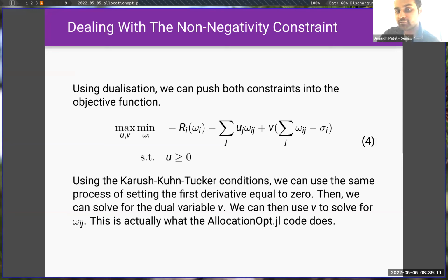And then we also have to deal with the non-negativity constraints, right? We have two constraints, sum constraint and non-negativity. So using dualization, we can push both constraints into the objective function. And then using the KKT conditions, we can use the same process of setting the first derivative equal to 0 to solve for the dual variable v. And once we have v, we can use that to solve for omega ij. And this is actually what our code does.